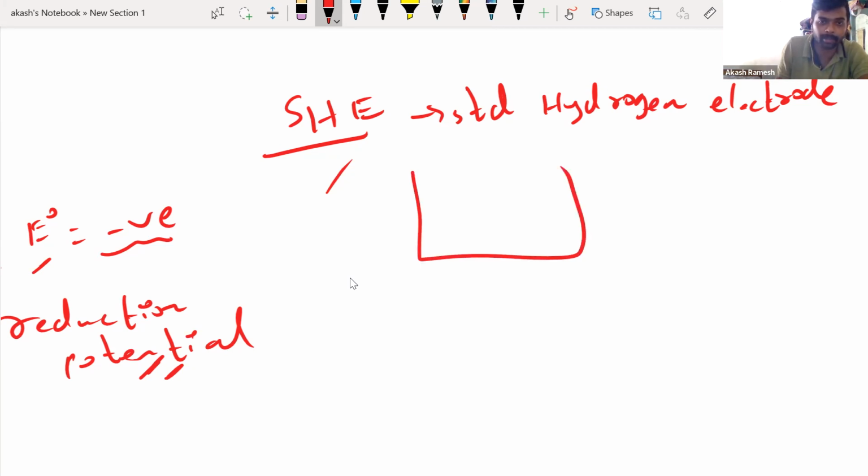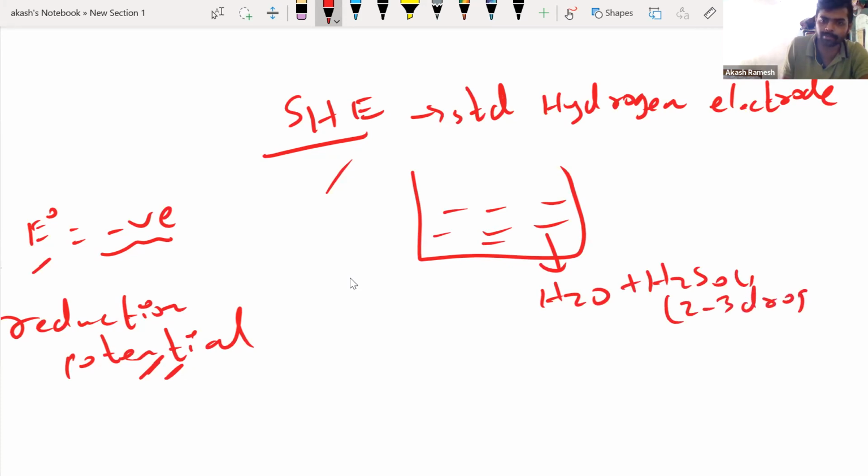I am going to have an electrolyte solution. In this case, I'm going to have H2O plus H2SO4, but H2SO4 is only like 2 to 3 drops. Majority water, but 2 to 3 drops of H2SO4 just to increase the conductivity. I know water is a very bad conductor of electricity, so just to increase the conductivity, I am going to have 2 to 3 drops of H2SO4 added to this.